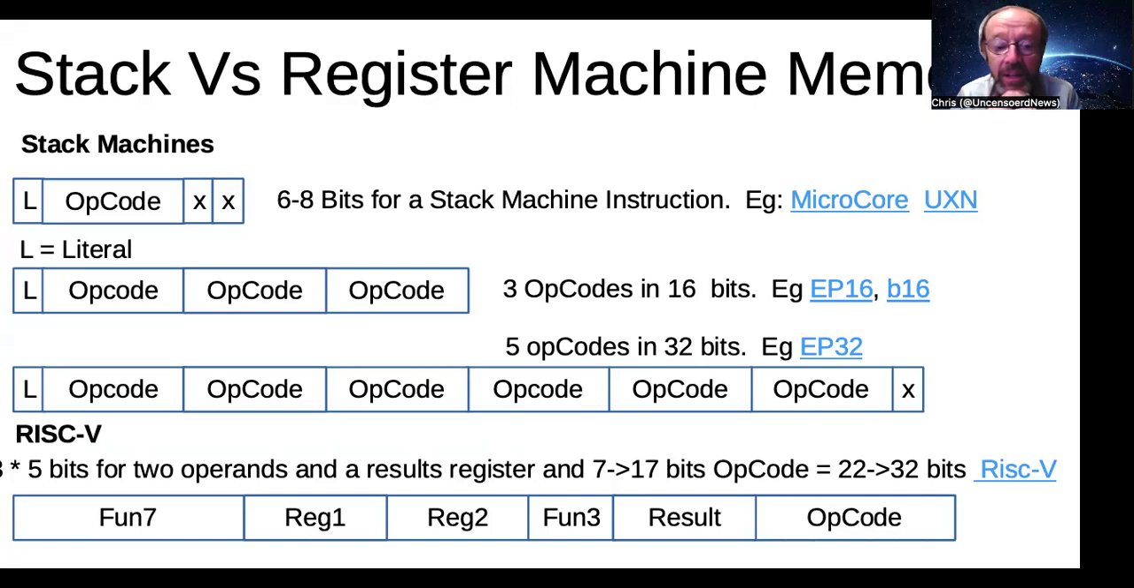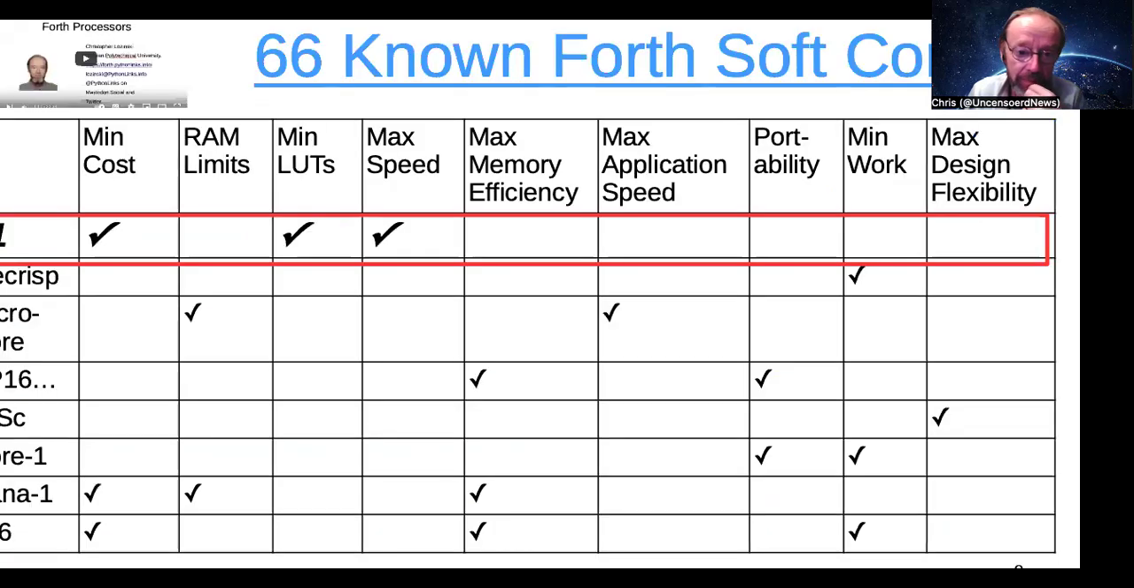and we haven't even specified what the operation is that's going to execute there. In contrast, ALU stack-based machines like microcore and UXN do very happily in 8 bits. Because they don't have registers, they just have a stack. All operations are on the top two elements of the stack. And so they're much smaller. Actually, in EP16 and B16, you can fit 3 operations in a 16-bit instruction. EP32 fits 6 operations in a 32-bit instruction. So you can see why stack machines have much smaller memory.